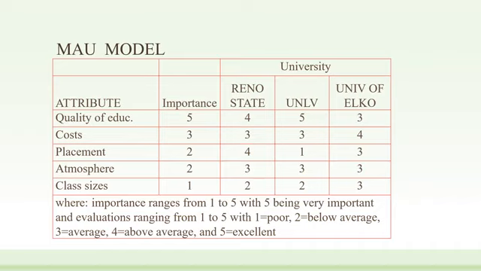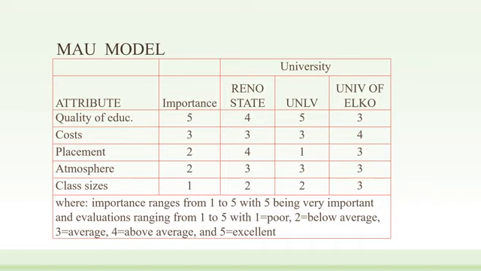We then went in and asked parents and students to evaluate these 3 universities on these 5 attributes. So take, for example, quality of education. We asked parents and students to evaluate Reno State University on the quality of education, then UNLV on the quality of education, and the University of Elko. Now we asked them to evaluate them in this way. How good is the quality of education on a scale of 1 to 5, where 1 is poor and 5 is excellent?